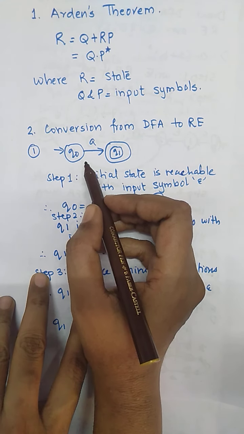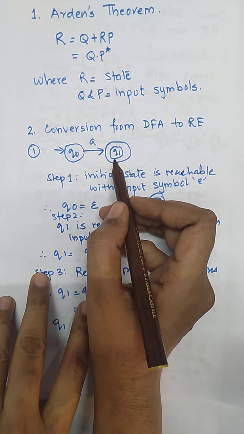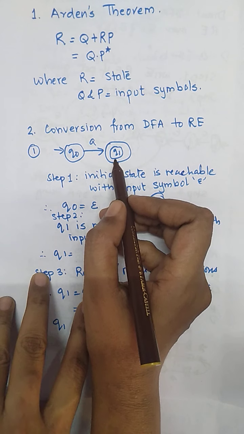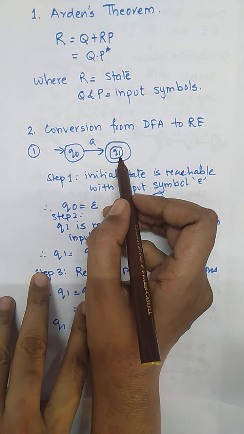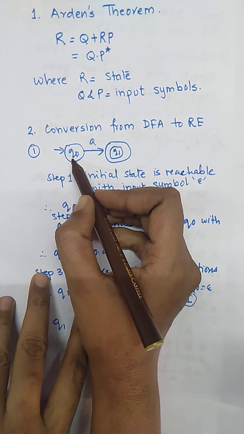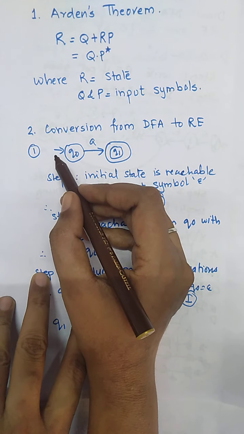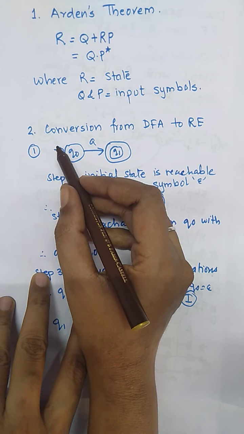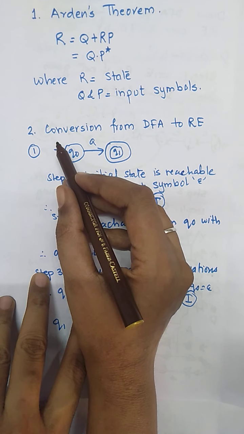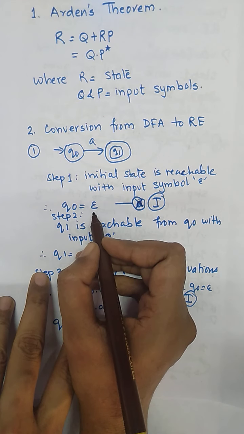So what we have to do in finding the regular expression: always we are trying to find the regular expression for the final state. So Q1 is the final state. To find the regular expression for Q1, first of all we start with the initial state. For Q0, the initial state, we don't have any incoming arrow with a symbol, only this incoming arrow without any symbol. No symbol means we consider this arrow as input symbol epsilon. That's why Q0 will be represented by epsilon.